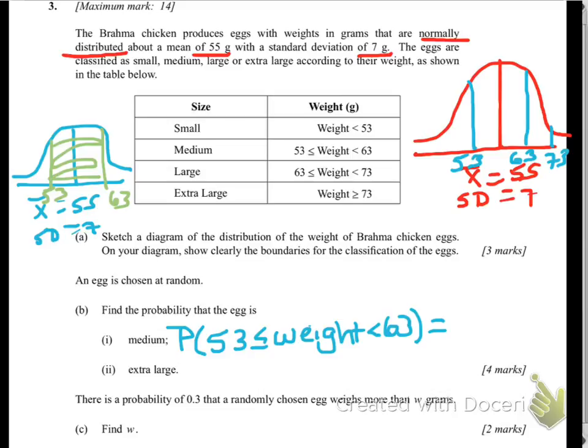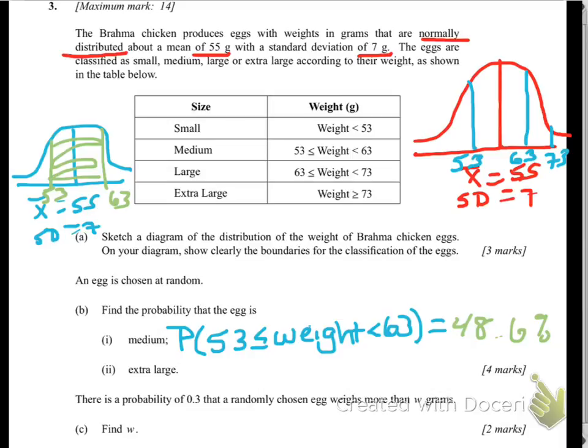Okay, so the first thing they ask us is our lower bound. That's 53. I get that from my sketch. My upper bound is 63. My mean is 55. And my standard deviation is 7. And I get 0.4859. So I'm going to write 48.6%. Okay?